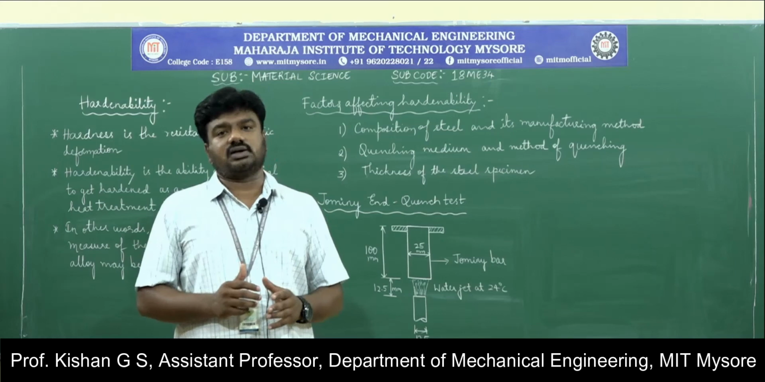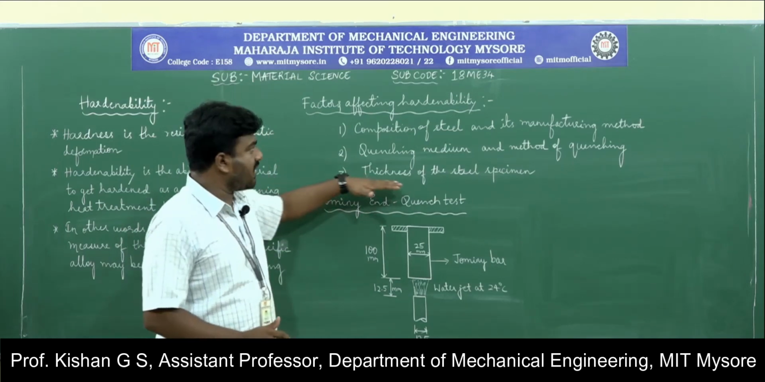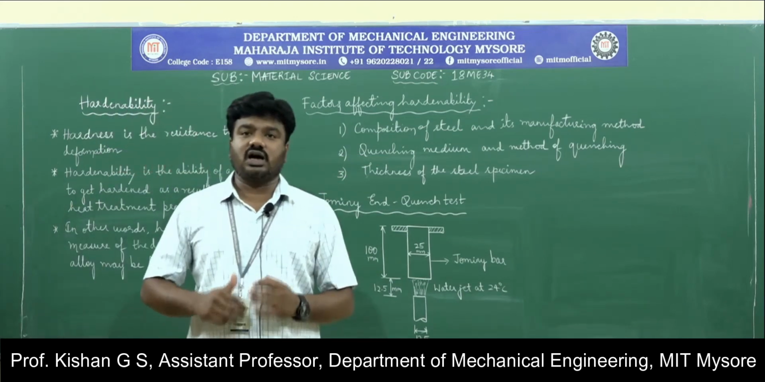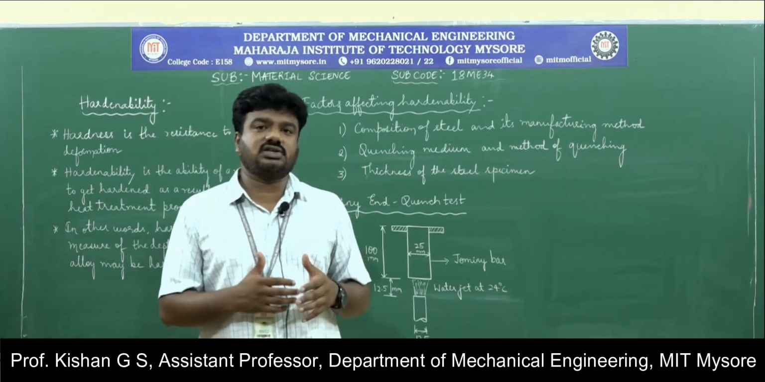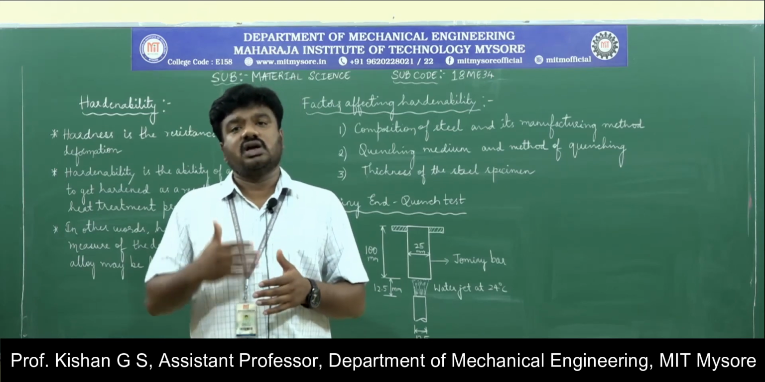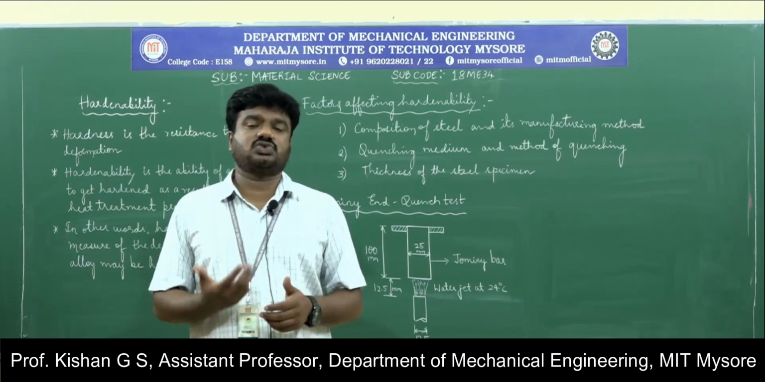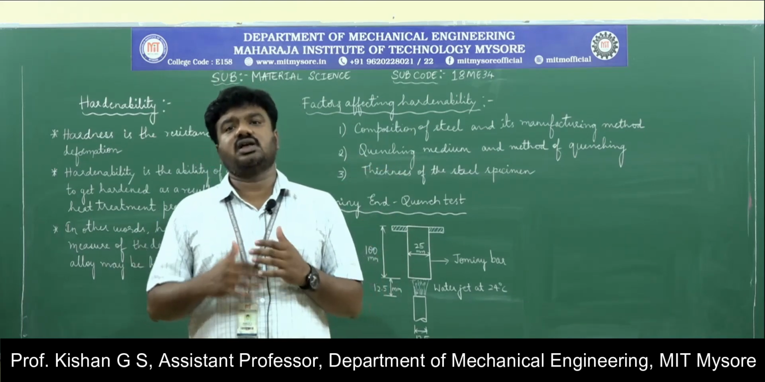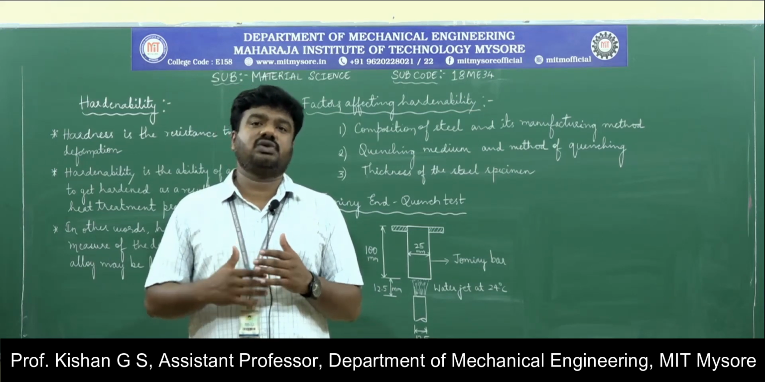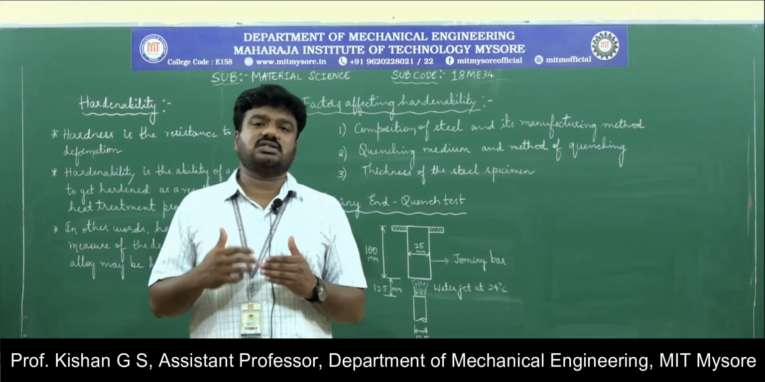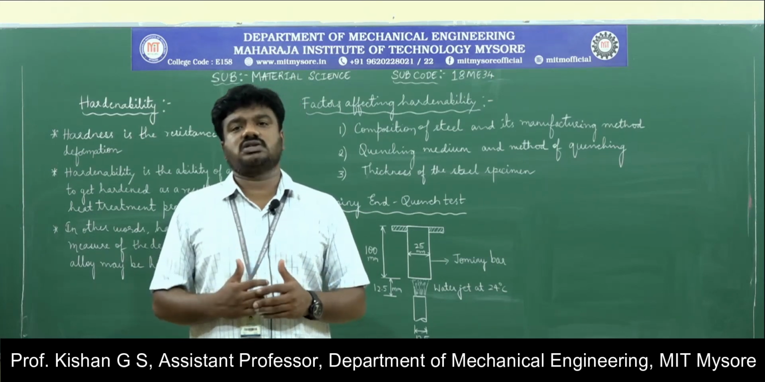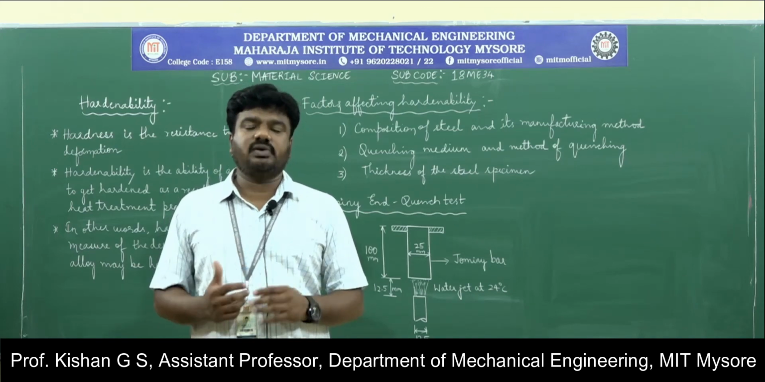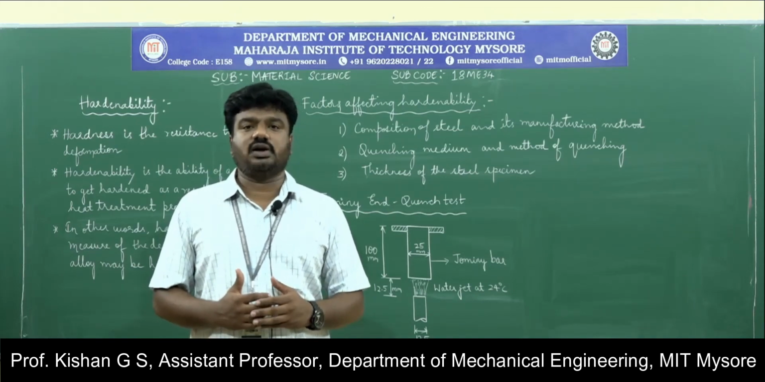The last parameter that affects the hardenability is the thickness of the steel specimen. As we are aware of these parameters like thickness, grain size and grain boundary, finer the grain size, better the hardenability. Here again, if the thickness of the specimen is very small, then the hardenability parameter could be achieved very fast, meaning the hardness can be achieved very fast. So this is the topic on normalizing, hardening, hardenability and factors affecting hardenability. Thank you.